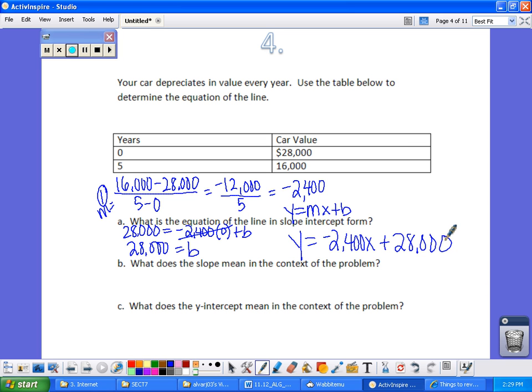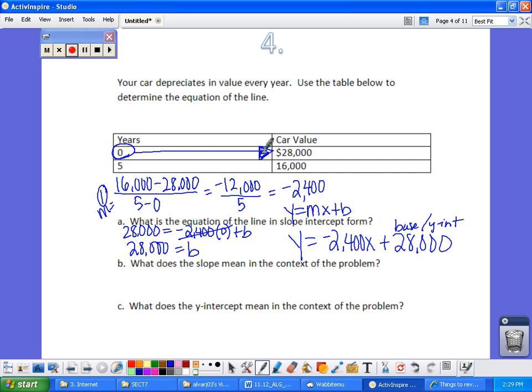Now, does that make sense? This is like your base or your y-intercept, and remember that that's a starting value. Well, if I look right here, how old is my car? It's 0 years old. So that must mean that this number is the starting number. And does that make sense? Of course. What does the slope mean in the context of the problem?